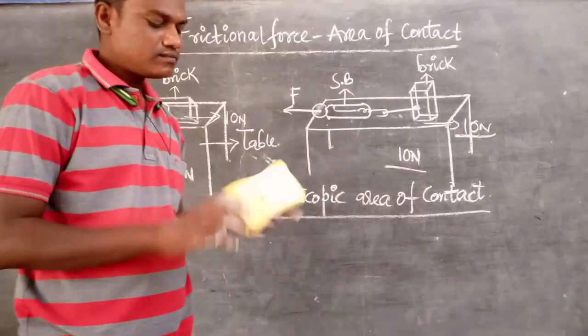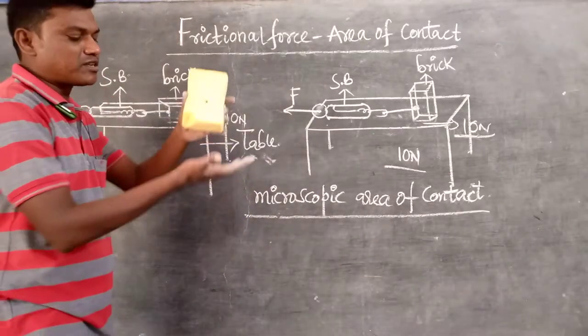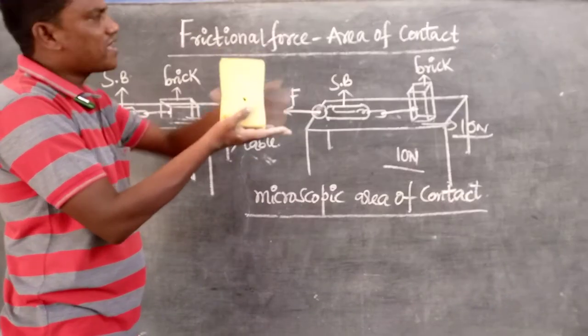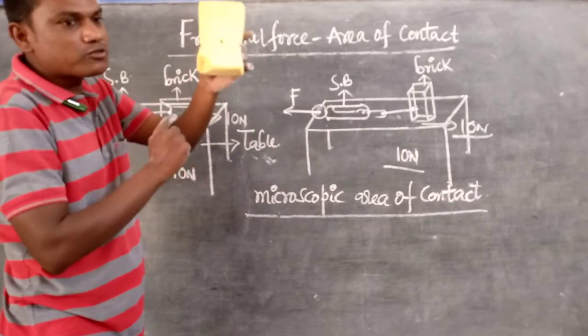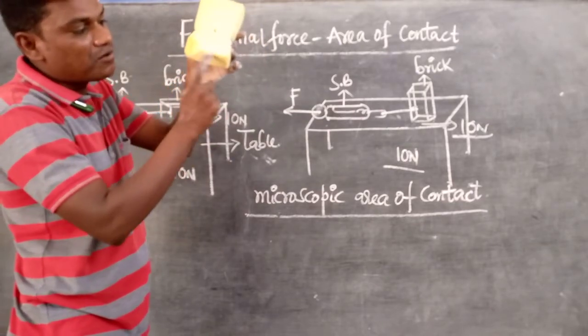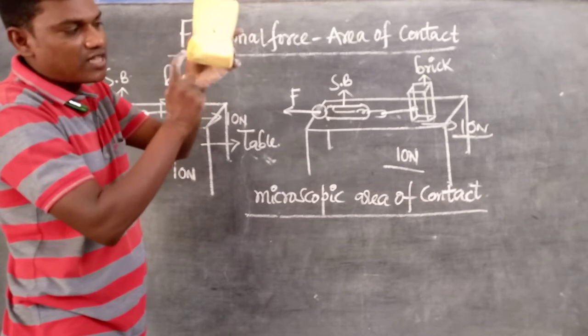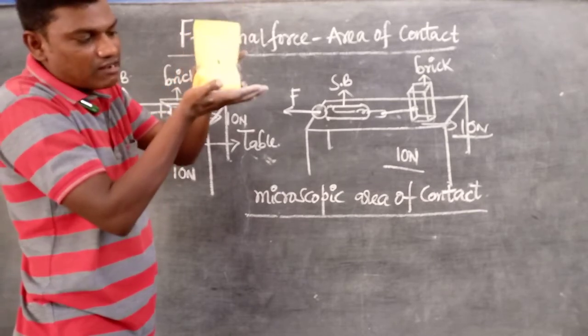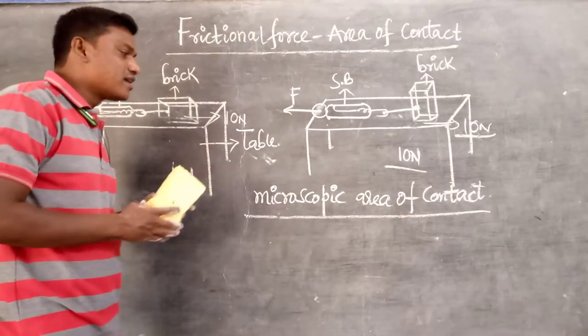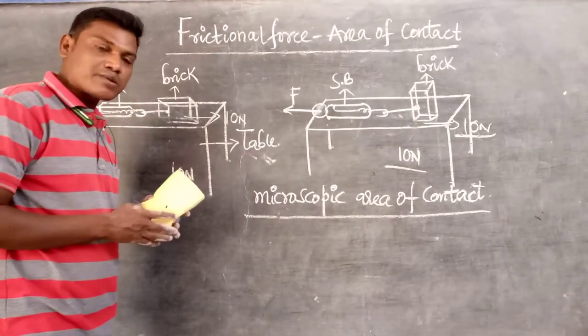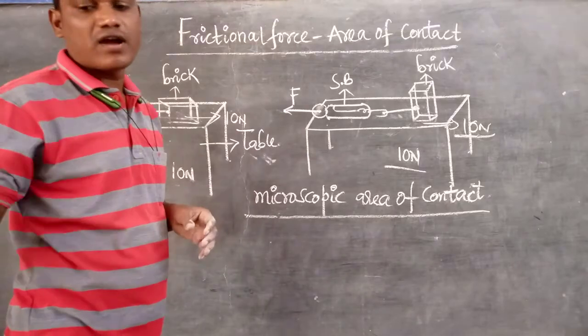Microscopic. In the case of the vertical mode, when you place this one, in area of contact you consider only this part. In the microscopic, you consider only this part but not this, because this part is not directly in contact with the floor. Are you understanding or not? That is the macro and microscopic area of contact.